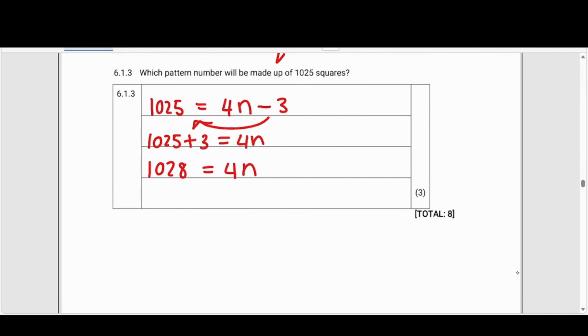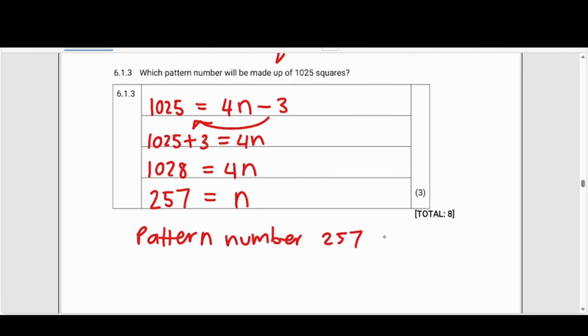We want n by itself. So we were timesing by 4. We're going to take it across and divide by 4. Let's work that out quickly. So that is going to be 1028 divided by 4 is 257. Okay, so pattern number 257 will have 1025 squares.